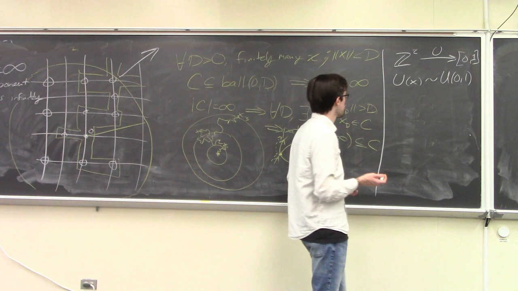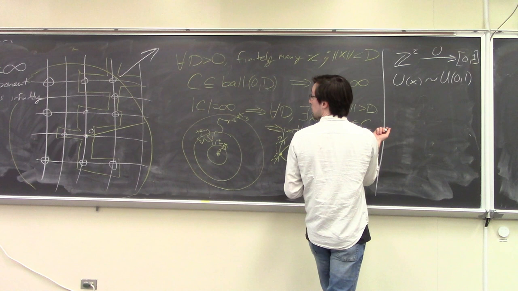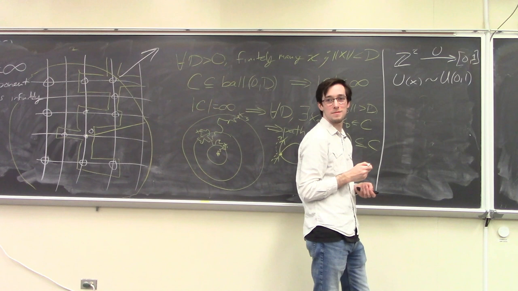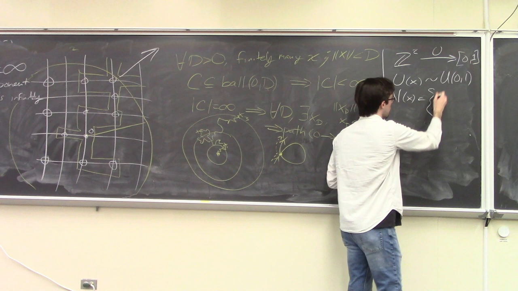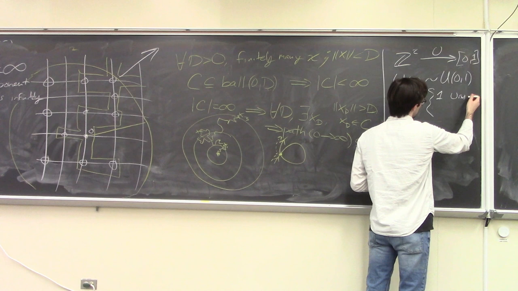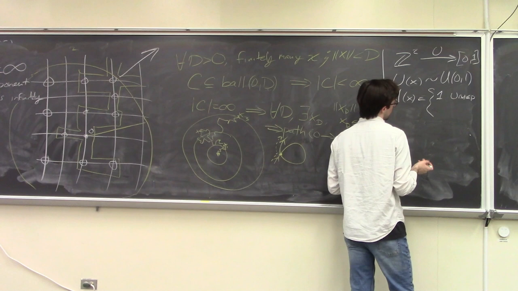I already used X. What do I call this thing? This is percolation. Give me your favorite letter. N. Okay. So N of x is now just defined to be 1 if U of x is less than p, because now p is the proportion, and 0 otherwise.